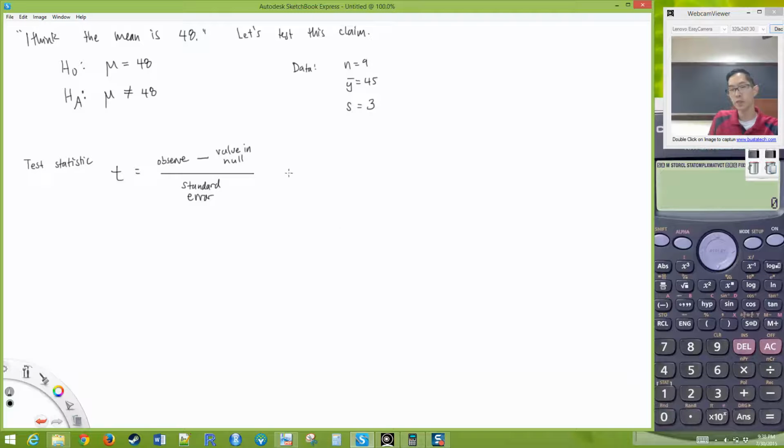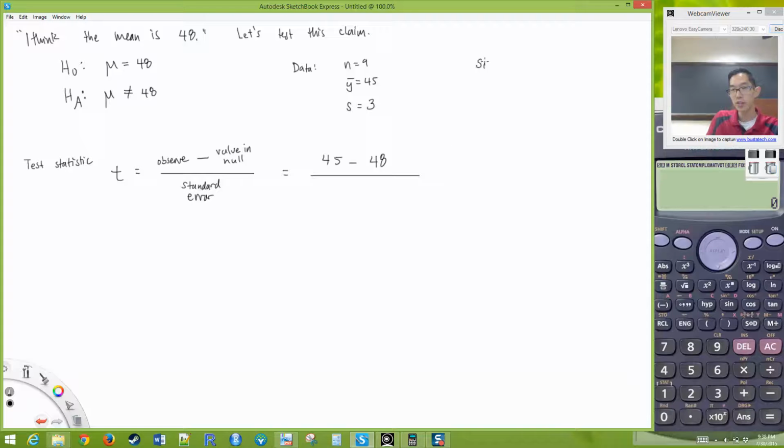So in our case, the value in the null is 48. And the value we observed for our sample had a mean of 45. So there is a 3-point difference between what we observed and what the null hypothesis claims. And we want to know, is that 3-point difference large or small? To decide if it's large or small, we compare that to our standard error.